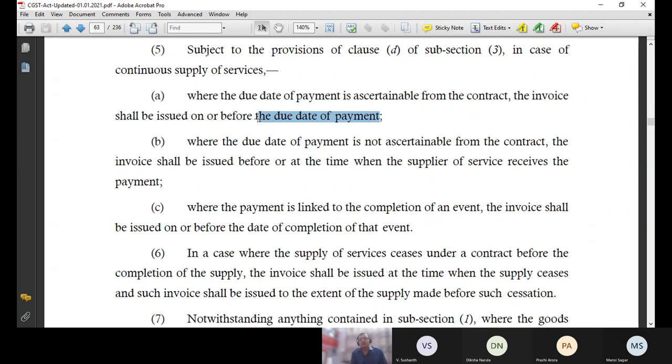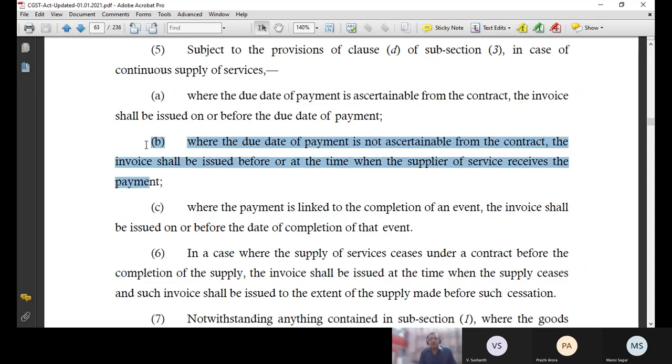But in so many contracts, the due date of payment is not mentioned. So if the due date is not mentioned in the contract, then what option do you have? Then you will wait till the payment is actually realized. The Act says that where the due date of payment is not ascertainable from the contract, the invoice shall be issued before or at the time when the supplier actually receives the payment.